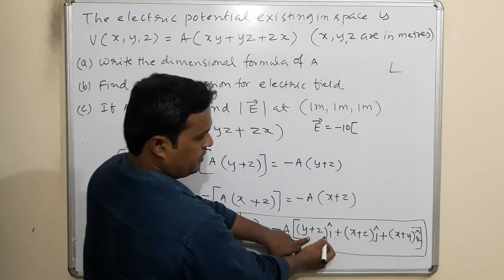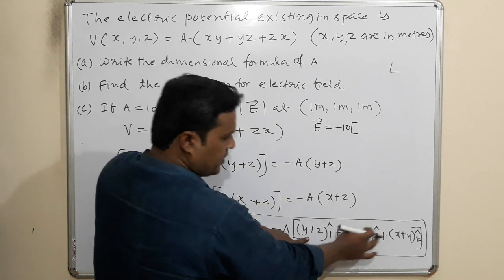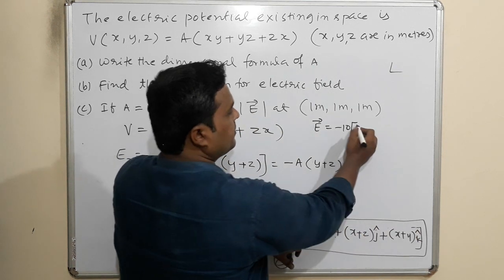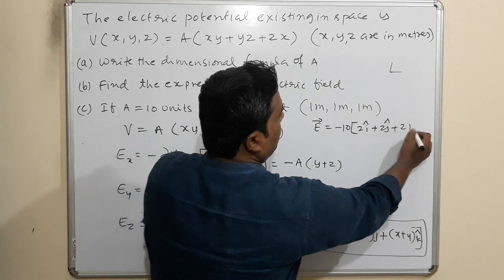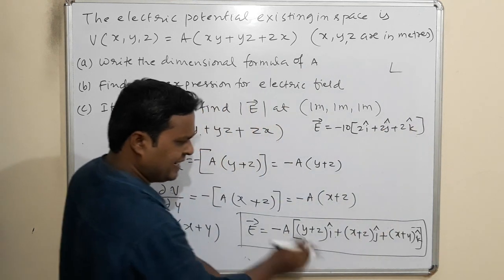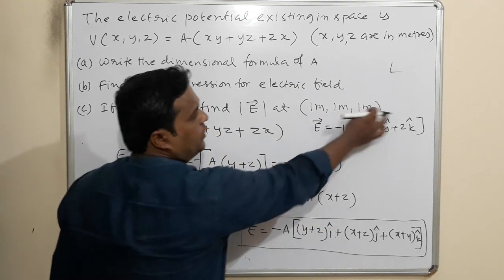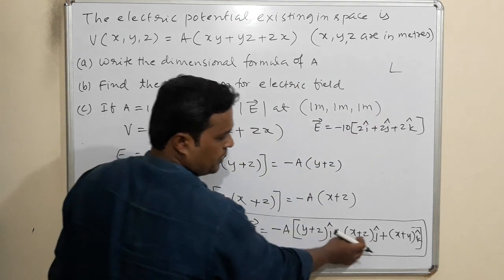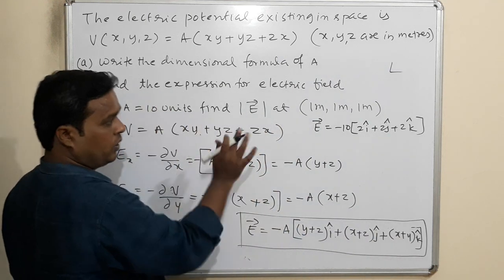This is 2i, yz, 1 plus 1. Then it will be 2i plus 2j plus 2k. Wherever x, y, z are there, substitute 1, 1, 1. 1 plus 1 is 2, 1 plus 1 is 2, 1 plus 1 is 2. A is given as 10 units. Follow this.